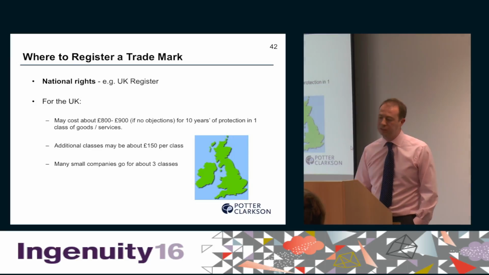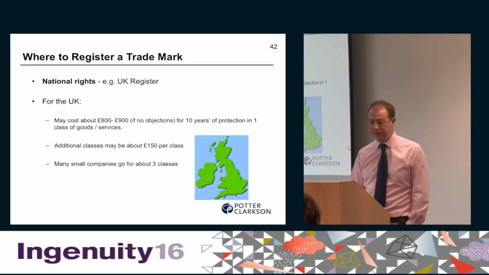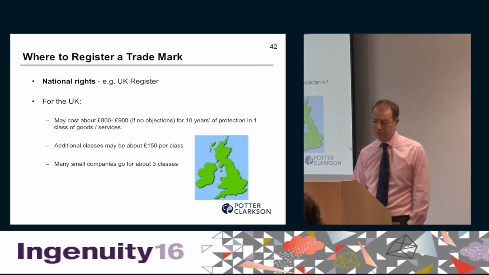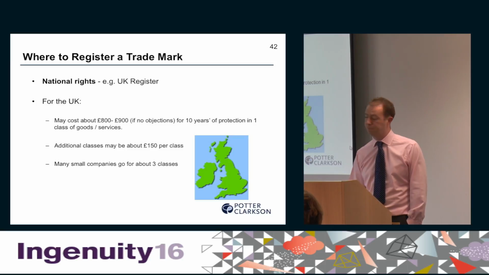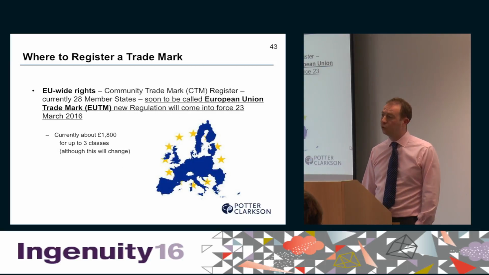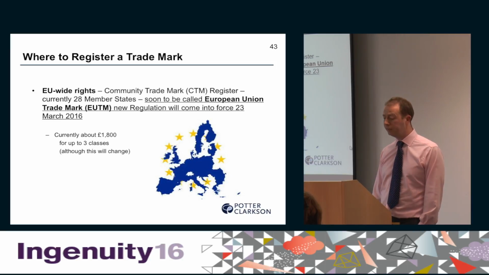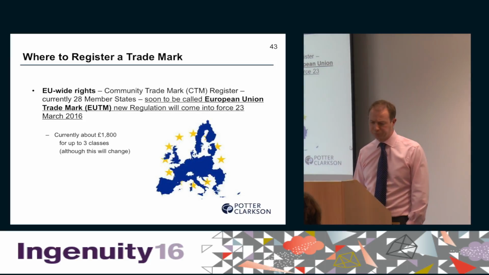So where might you register your trademark? You can register them nationally. So in the UK, it should cost less than £1,000 or so for 10 years of protection in one class of goods. Many small companies go for 3 classes of goods, so an additional 2 would be an extra £300 or so. If your market is broader than the UK, there's a EU right, although that's going to change in a few weeks. But just to give you an idea, currently that will cost less than £2,000 for up to 3 classes.